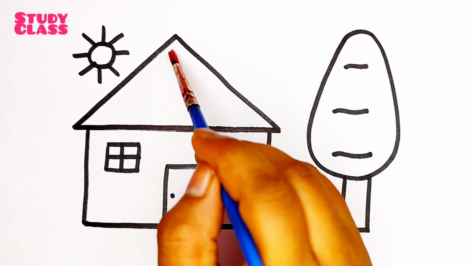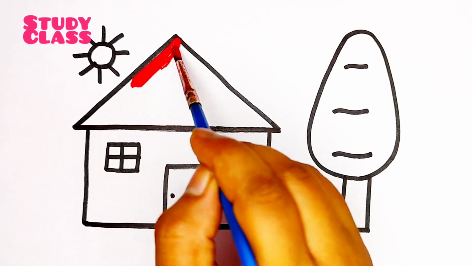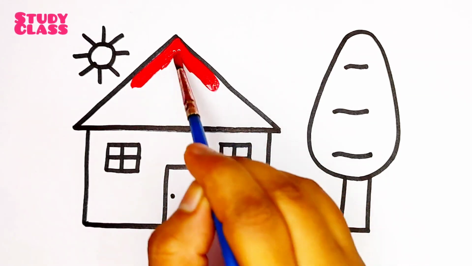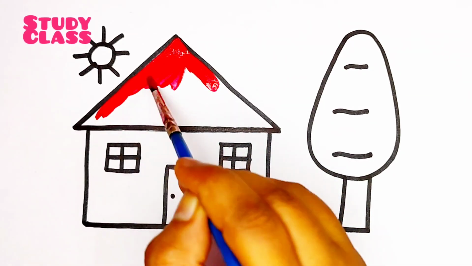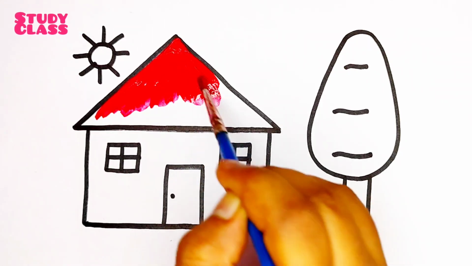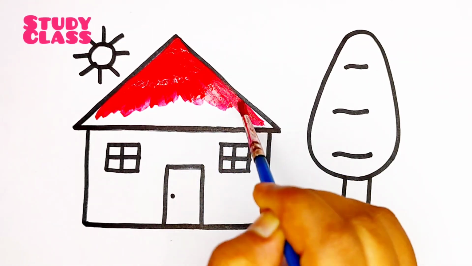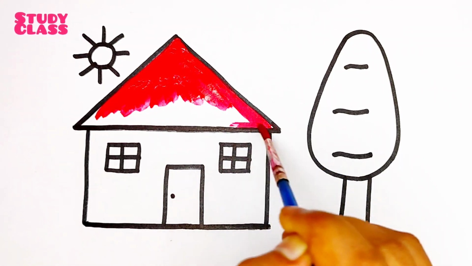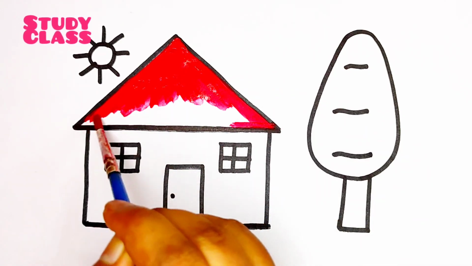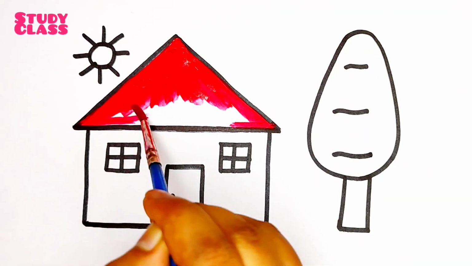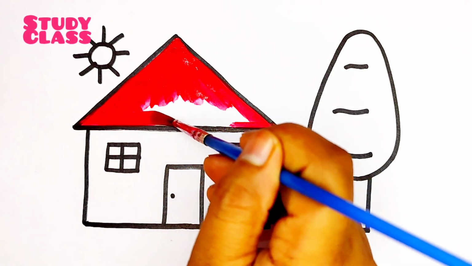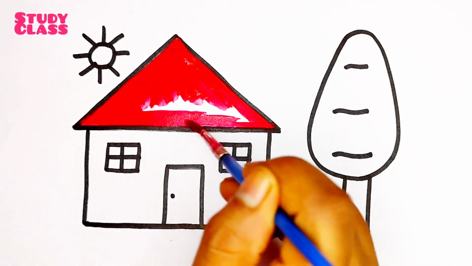Now, it's time for coloring. We use red color to color the roof, the top of the house. A roof is the top cover of a building. That keeps the rain, snow, and sun out. It's like a big umbrella for your home.